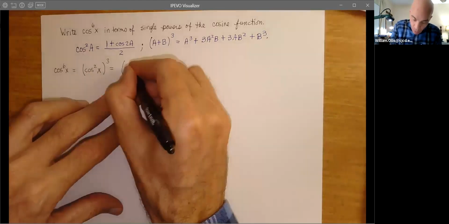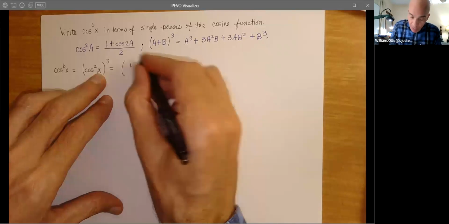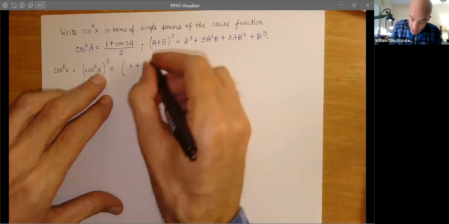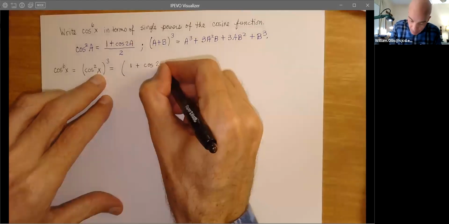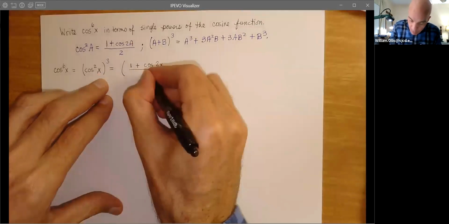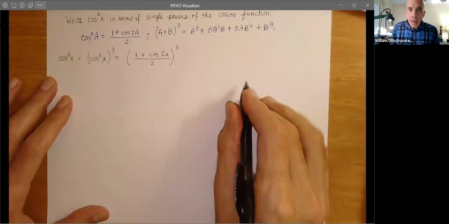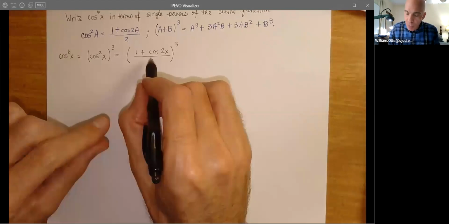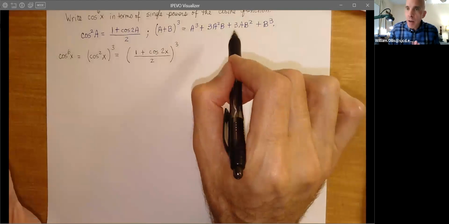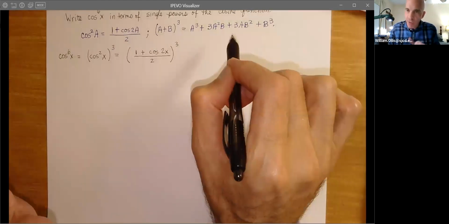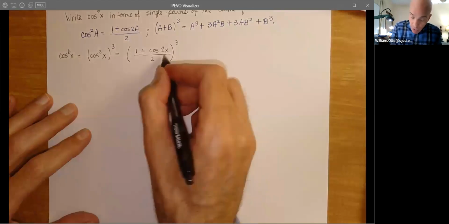So this will be 1 plus, so we double the argument. Like here we have 2a, we get cosine 2x, divided by 2 raised to the third power. So in doing this, we will be well on our way to generating functions of cosine that have lower power than 6, a lot lower. So we're already en route to doing that.